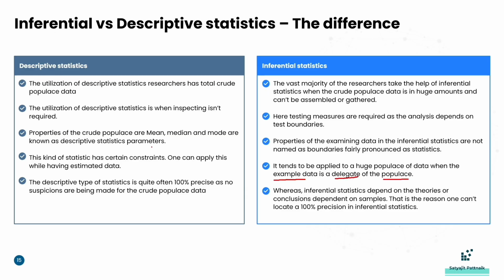The descriptive form of statistics is almost always 100% precise, as no assumptions are being made for the raw population data. Whereas inferential statistics depend on the theories or conclusions based on samples. That is the reason one cannot find 100% precision in inferential statistics.